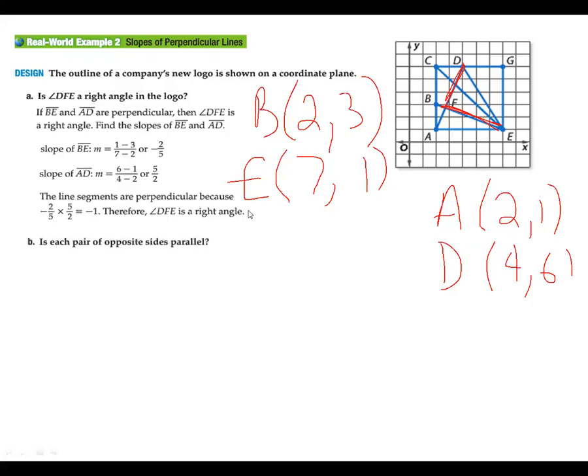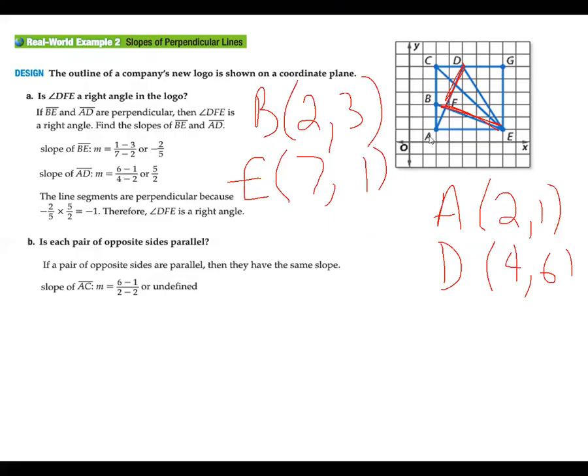Is each pair of opposite sides parallel? Now, opposite sides would be parallel if they have the same slope. Okay, so now we're kind of switching gears and going back to questions about being parallel. Well, if I have AC, so we're talking about the opposite sides of the outside border here. So AC, if I get the 2 points, A is 2, 1, and C is 2, 6.